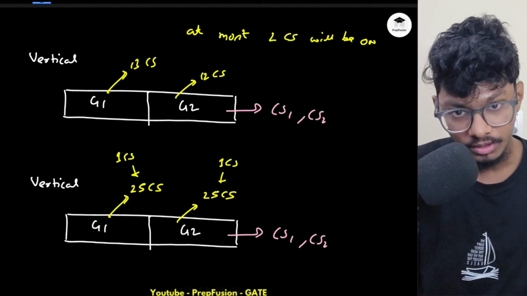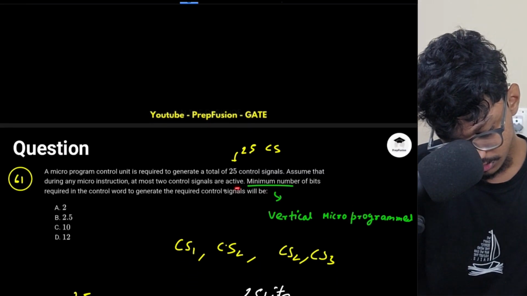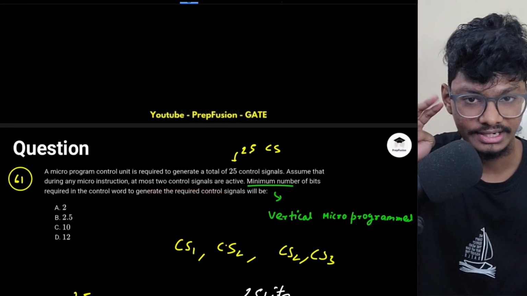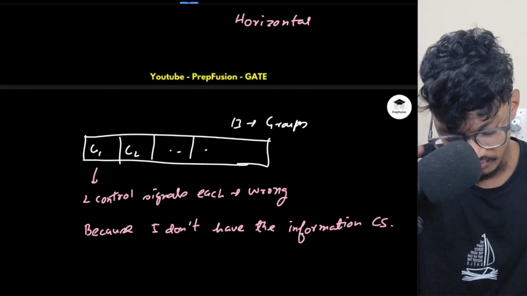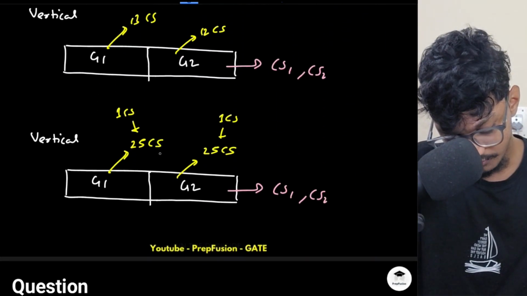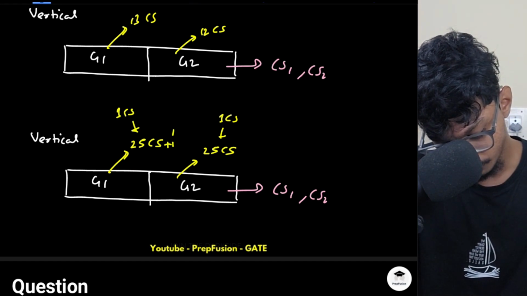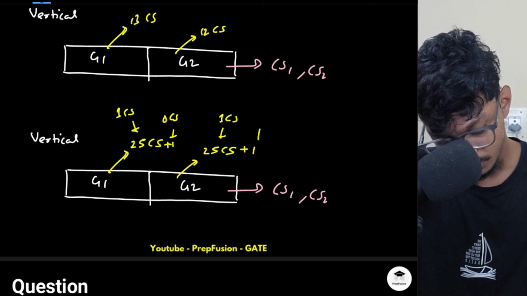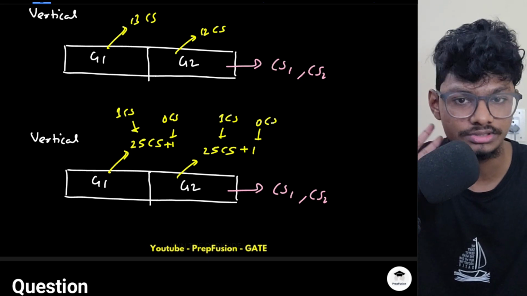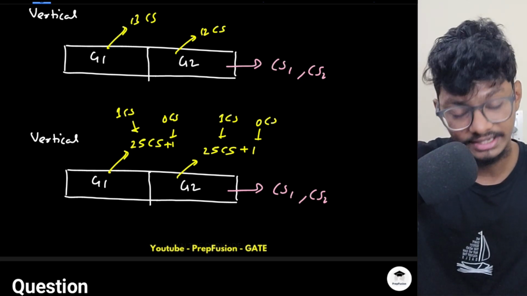So one more thing can happen. They have told me at most two control signals are active. It can happen that none of the control signals are active. So I have to choose another state for that. Plus 1 where 0 control signals are active. Here also plus 1 where no control signals are active. So that can also be a state, right? No control signals are active. Okay, so that state also I have provided.